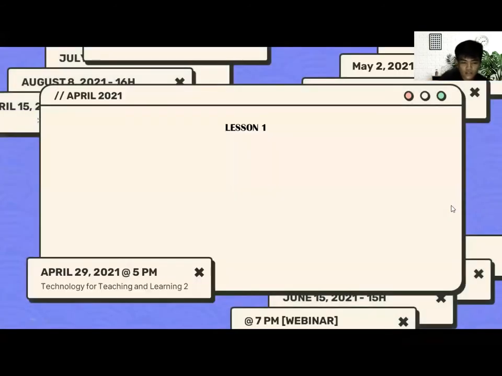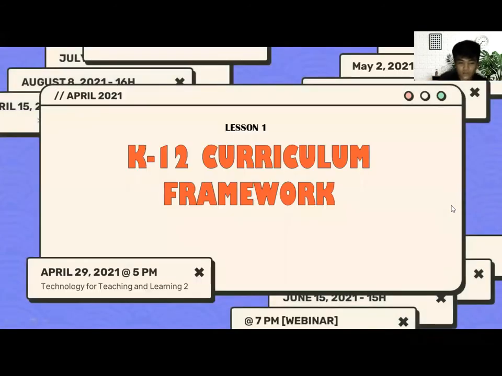Okay, our first lesson is all about the K-12 curriculum framework. When we hear the word K-12 curriculum framework, what comes first into your mind? We have Laime. Do you have any idea about the K-12 curriculum framework? Okay, thank you so much, Laime Pastoretti, for that wonderful idea about this lesson or concept.